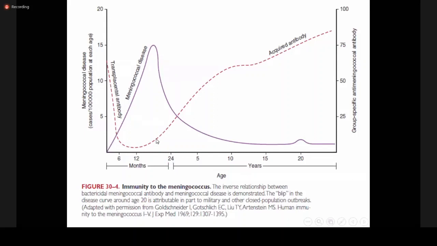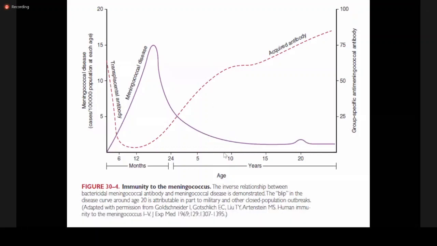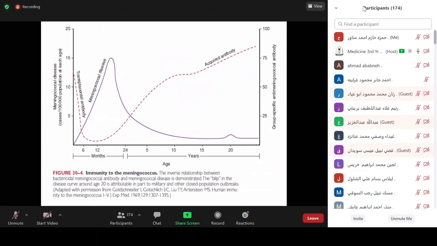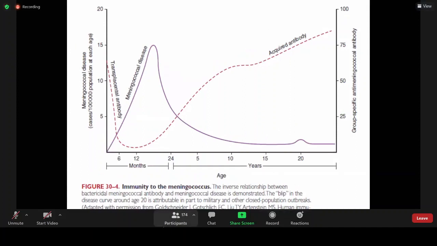And then antibodies against Neisseria meningitidis start to be formed by the individual and become higher and higher. That is why the disease frequency will start to decrease gradually until, by the age of 20 years, these are in years, there will be a slight increase of the cases. They attribute this transient increase in the incidence of meningitis caused by meningococci to military service, because it is a communicable disease. Any gathering can lead to this, like universities, for example.